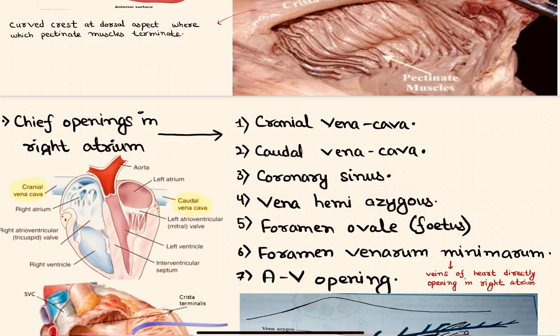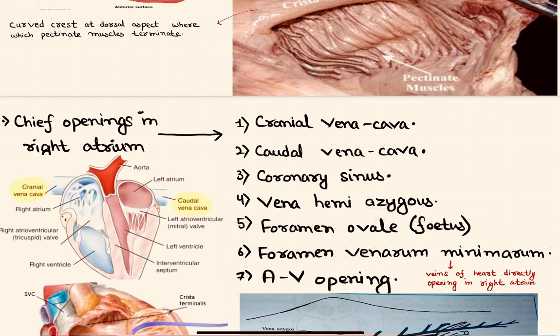Vena hemiazygos is another vein which takes the blood from the left portion of the body of an animal, towards the right atrium. Which regions of the left region? Thoracic and lumbar.